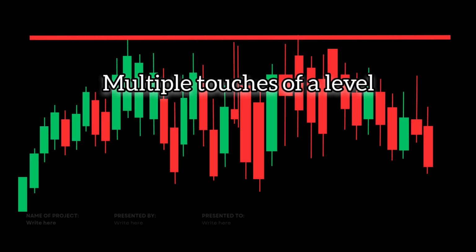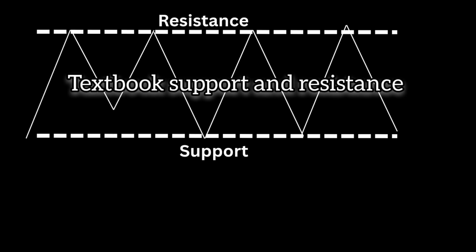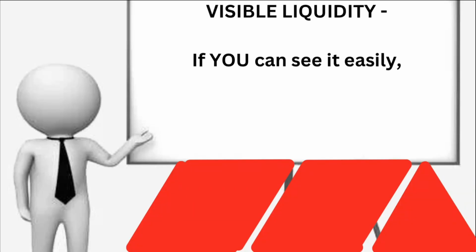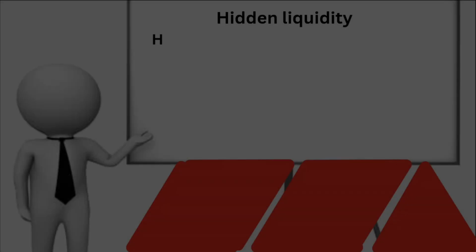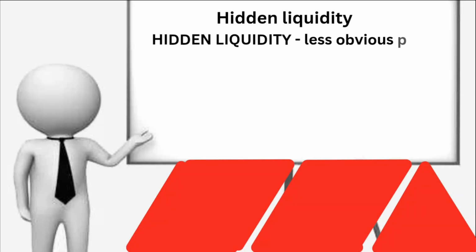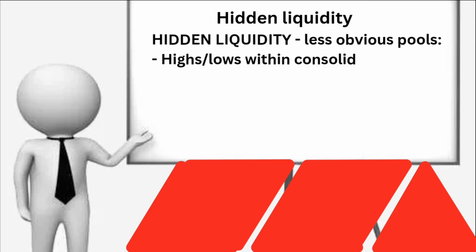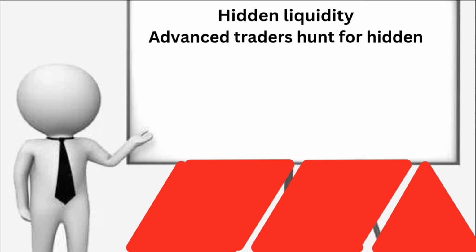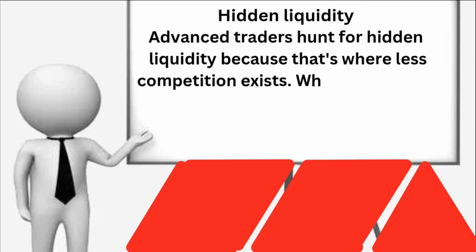Obvious liquidity: multiple touches of a level, textbook support/resistance, trend lines everyone is drawing, round numbers. If you can see it easily, smart money knows retail stops are there. Hidden liquidity: less obvious pools, highs/lows within consolidations, intraday swing points, liquidity between sessions, wicks that got quickly rejected. Advanced traders hunt for hidden liquidity because that's where less competition exists.